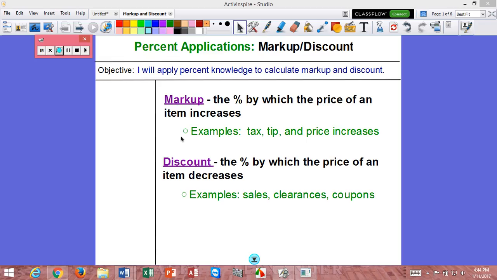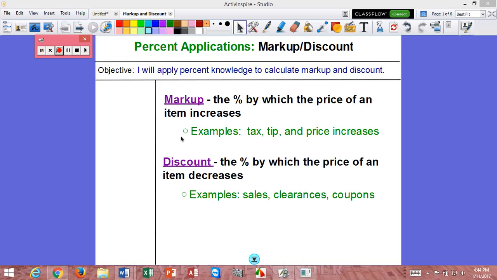So a markup is going to be the percent that the price of an item increases. Some examples are tax and tip, and we've already worked with those, and you know that sales tax and tip is going to increase the total cost of something. And then other price increases, such as a retail store marking up the price of an item of clothing. So the whole idea with a markup is whatever cost you start with, it's going to get bigger from there.